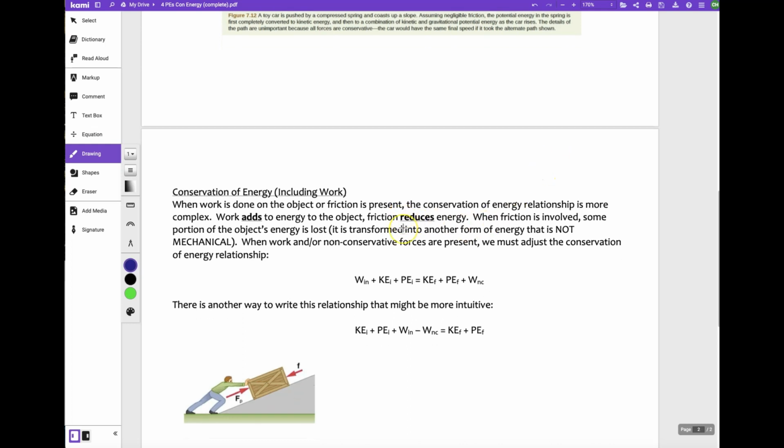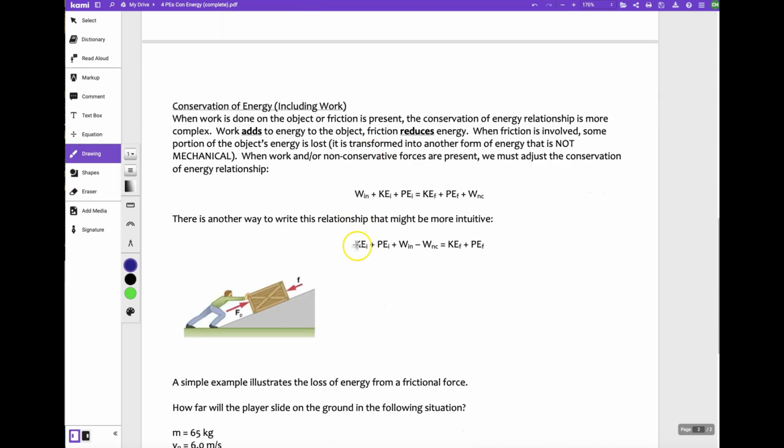If you include work, that means that you're either adding work in or you have work coming out of your system. So you'll see that. They've got NC here, and that's non-conservative work. Non-conservative work is work that you lose. So for example, let's say that I've got a person, and that person is pushing a box against the floor. And let's say that when they do this, they end up with 100 joules of work.